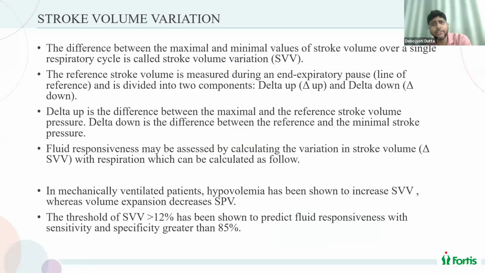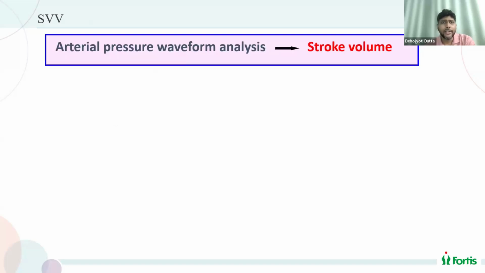Similarly for stroke volume variation, it is the difference between the maximum and minimum values of stroke volume over a single respiratory cycle. If it is more than 12%, it has very good sensitivity and specificity for predicting fluid responsiveness. In mechanically ventilated patients, hypovolemia has been shown to increase stroke volume variation, whereas volume expansion will decrease the stroke volume variation. It can also be calculated directly from arterial pressure waveform analysis.